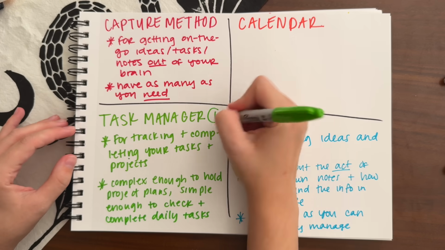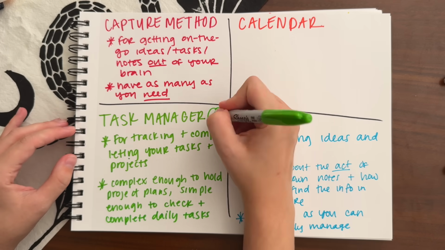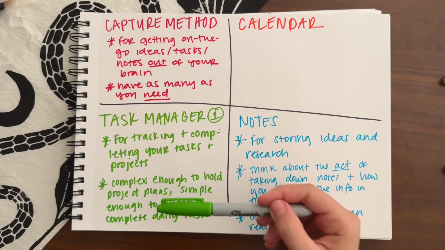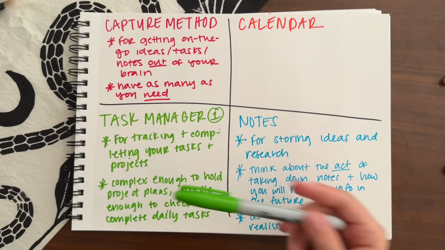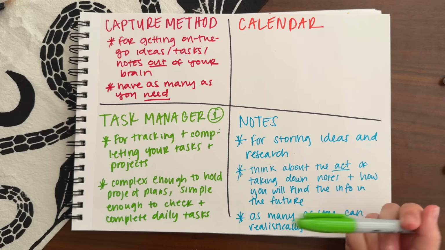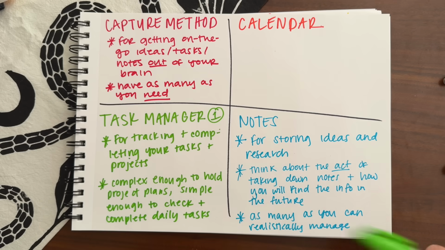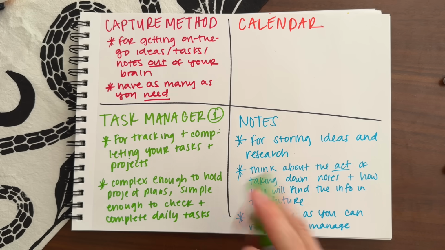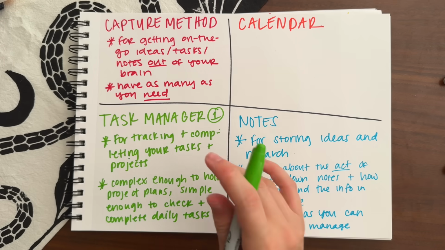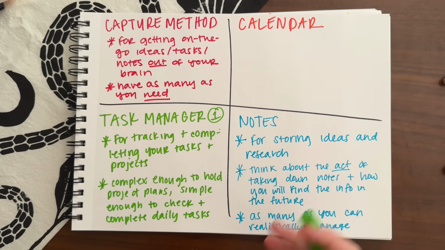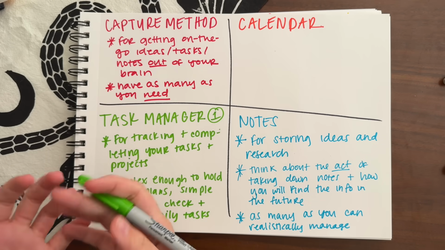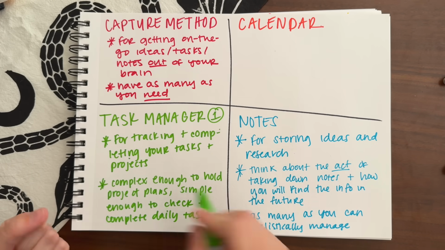And again, only one task manager. One, everyone's going to have a different threshold for how complex their project plans need to be, and everyone's going to have a different threshold for what simple enough to check off daily tasks means. For some people, checking off and completing their daily tasks also means tagging them and organizing them and creating subtasks and everything. But you also might be looking for something a bit simpler, where checking off a daily task literally just means doing one check.